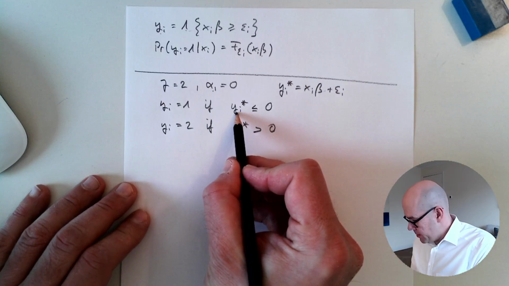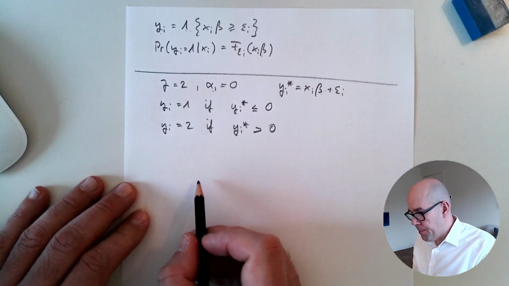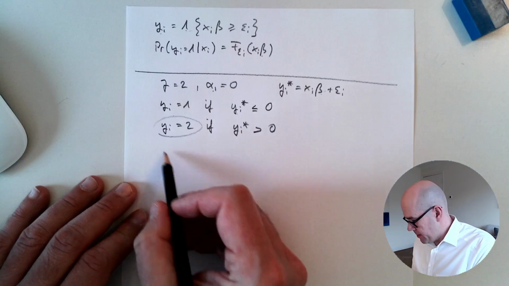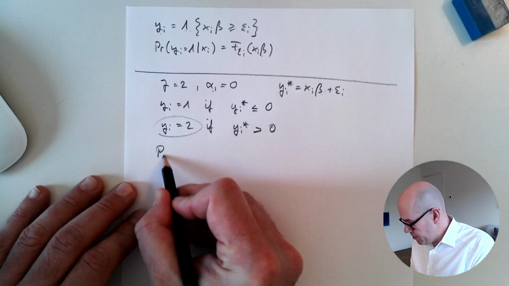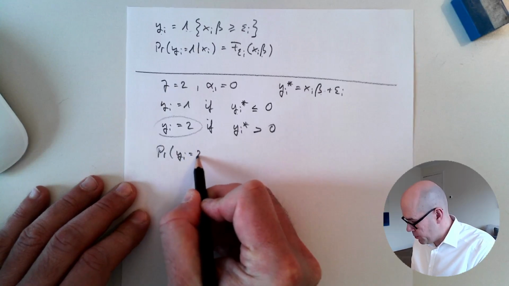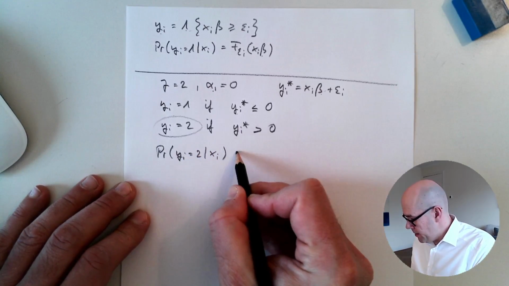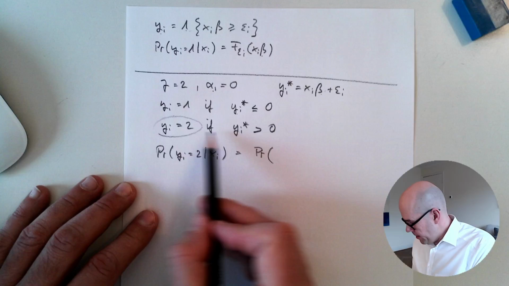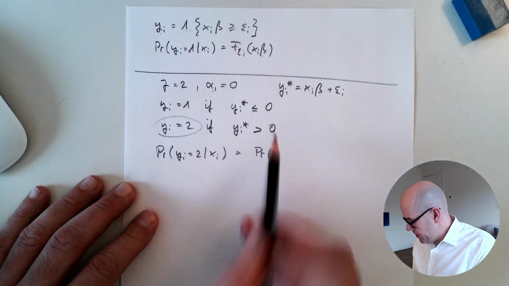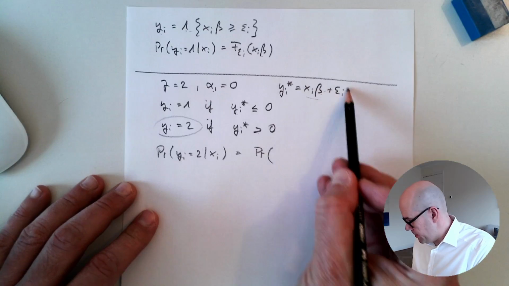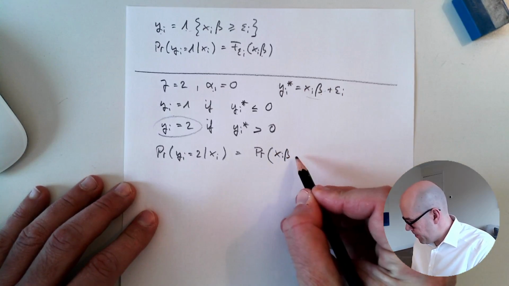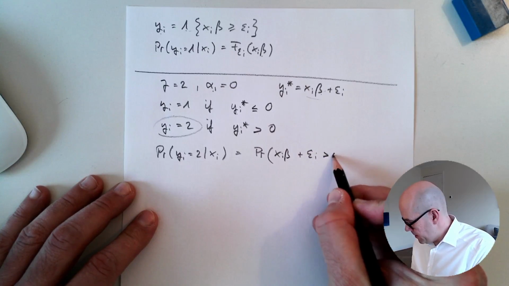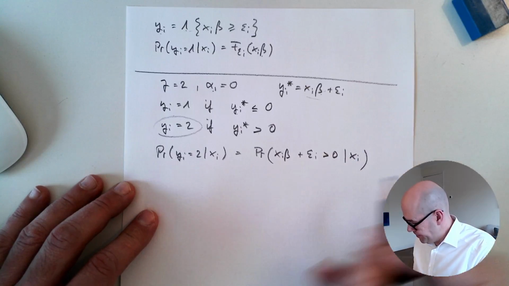And yi star, of course, is this. So let's look at the probability for this outcome here. The probability that yi is equal to 2 given xi is going to be equal to the probability that yi star is greater than 0. So yi star is this. So it will be xi beta plus epsilon I is greater than 0 given xi.